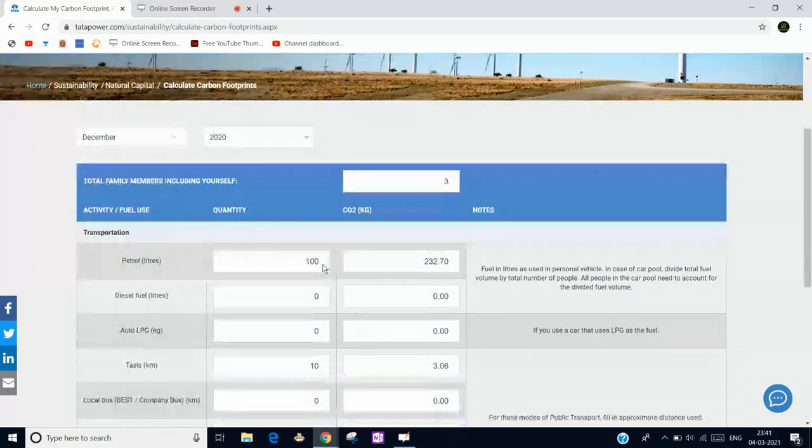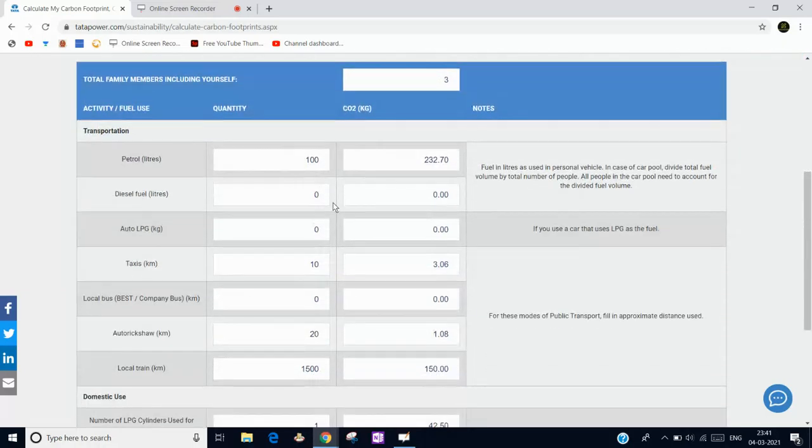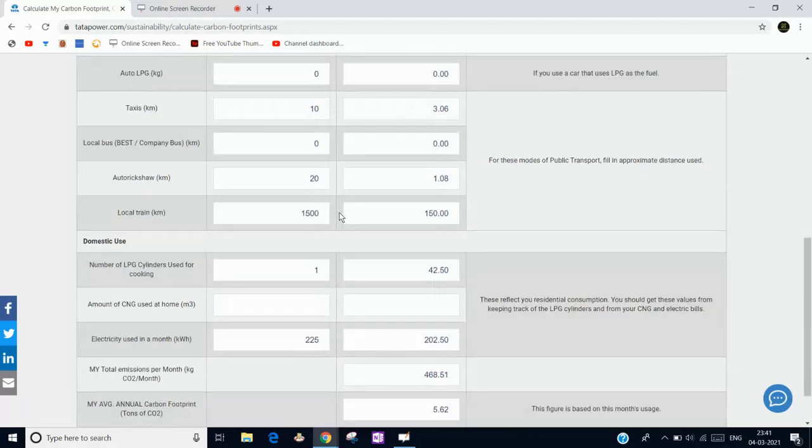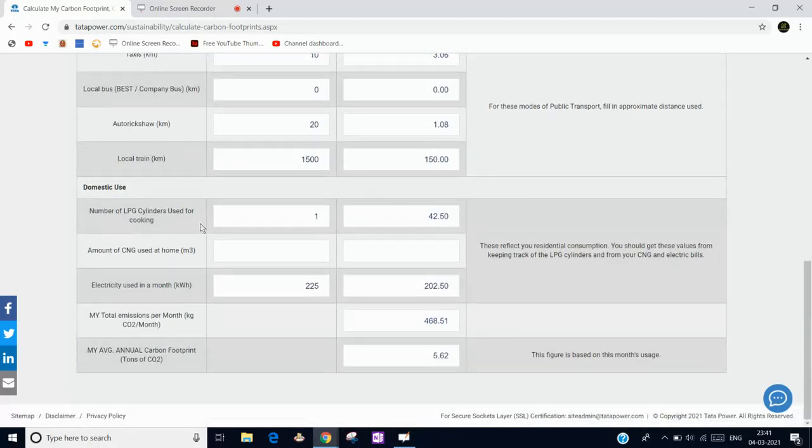So this is equivalent. When you add data, let me show you here. If I add 10 liters of diesel fuel and enter, it will show you how many kg of CO2. So this is the direct formula, and it will be helpful for easy and fast calculation. Then the number of LPG used in one month, and how much electricity, the number of units, and the total emission. Per month, it will give you 468.51 kg.